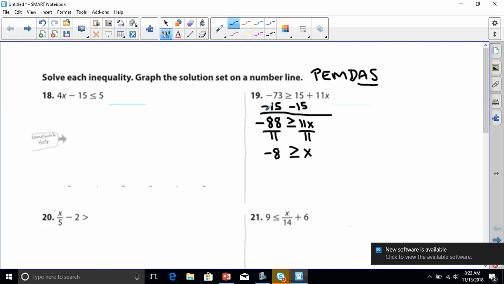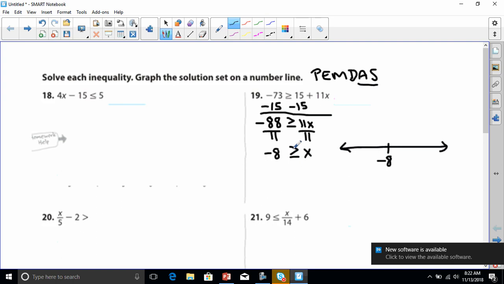And then it says graph our solution on a number line. But now that I know what x is, negative 8, I can create my number line. I will simply put negative 8 here. I don't need to put anything else. And then I got to realize, well, this is a line. So I don't have to put any other numbers here.